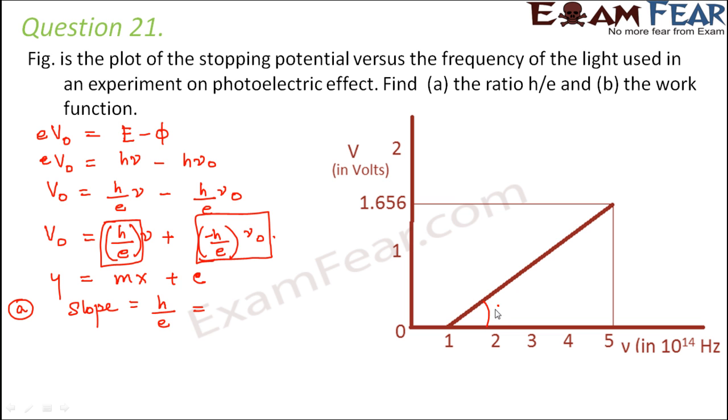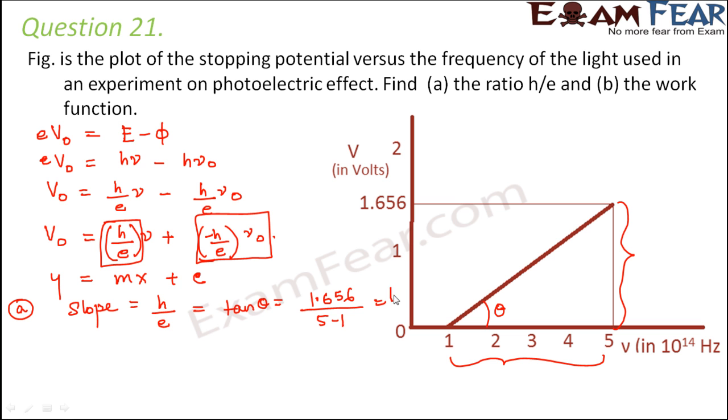And how do we calculate slope? So let's say this is theta. So slope would be equal to this by this, perpendicular by height. So this is equal to tan theta, which is equal to this value. And how much is this value? It is 1.656 divided by this value. So how much is this? From 1 to 5. So that would be 5 minus 1.